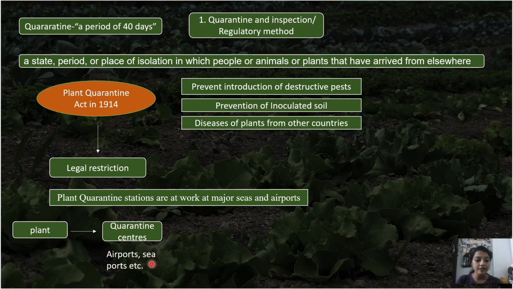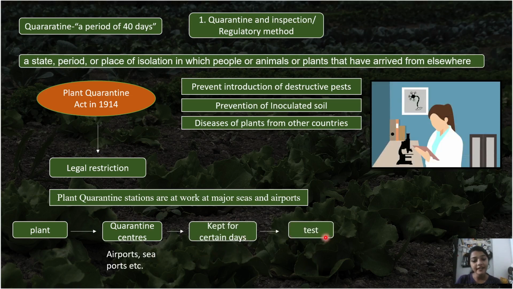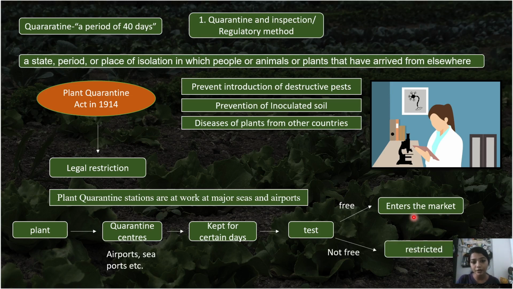which are usually at the airports or seaports, and there they are kept for certain days where testing is done. In the laboratory the plant is tested for the presence of any type of fungus or disease or spores or bacteria that could lead to further infection, right? After the test, when the testing authority finds that this particular plant is free from infection, then it will enter the market, it will enter the country.